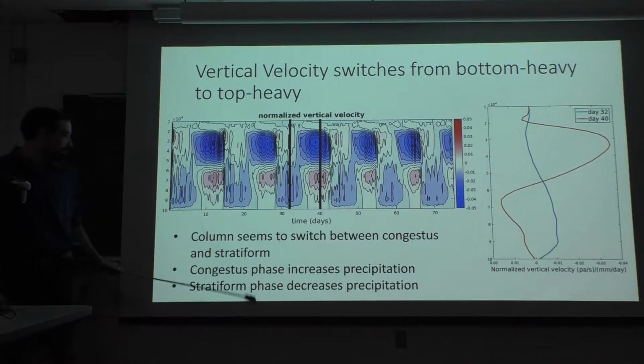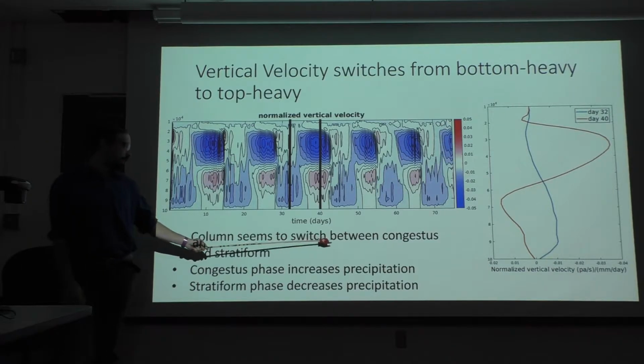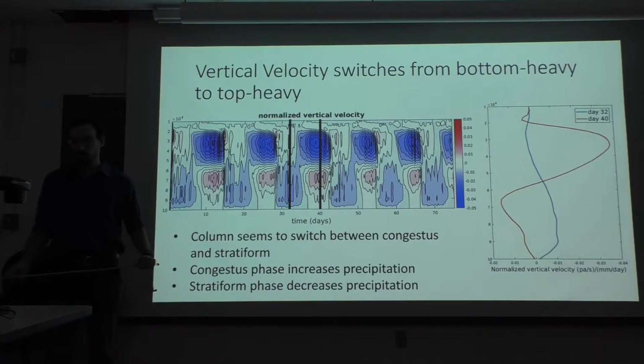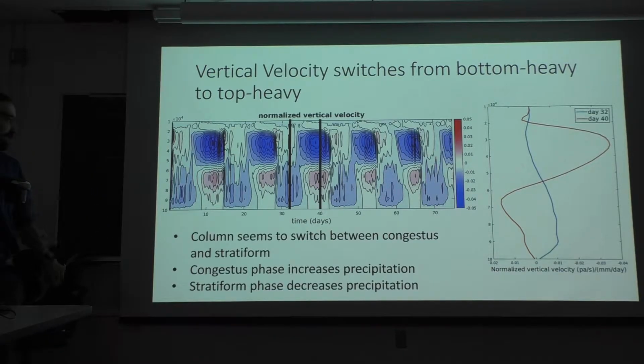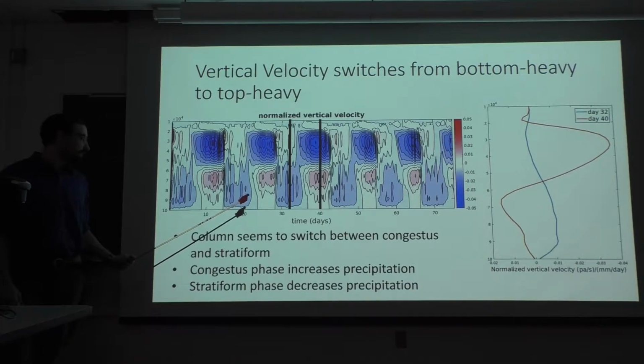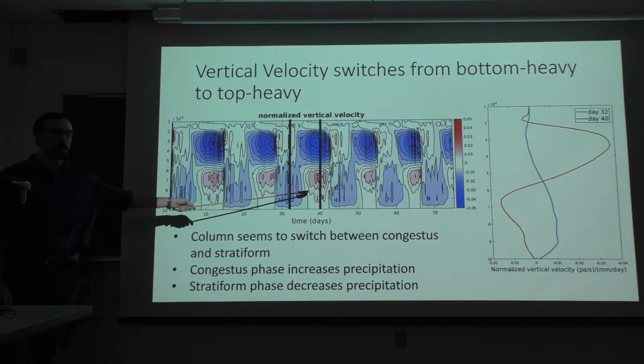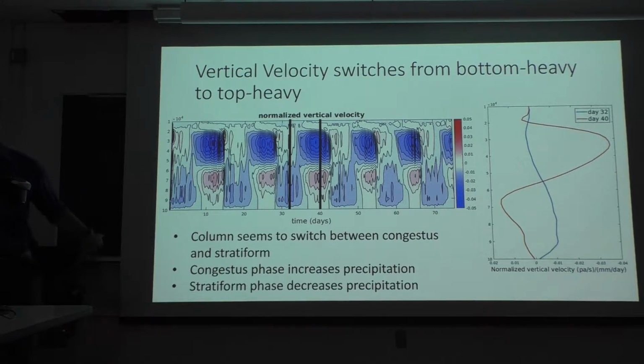Another way of saying this is we have a switch between congestus and stratiform convection. We want to know two things specifically: what is transitioning from the congestus to stratiform and back again, and then what is making the specific cases do this periodic convection.